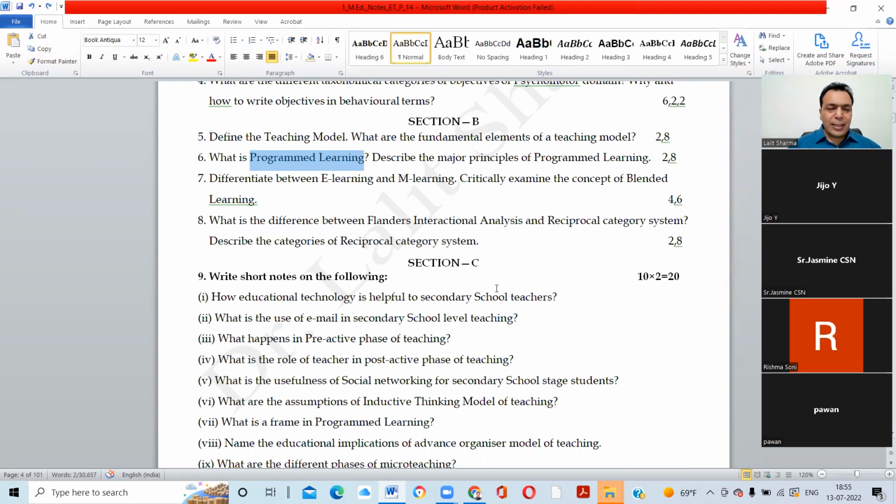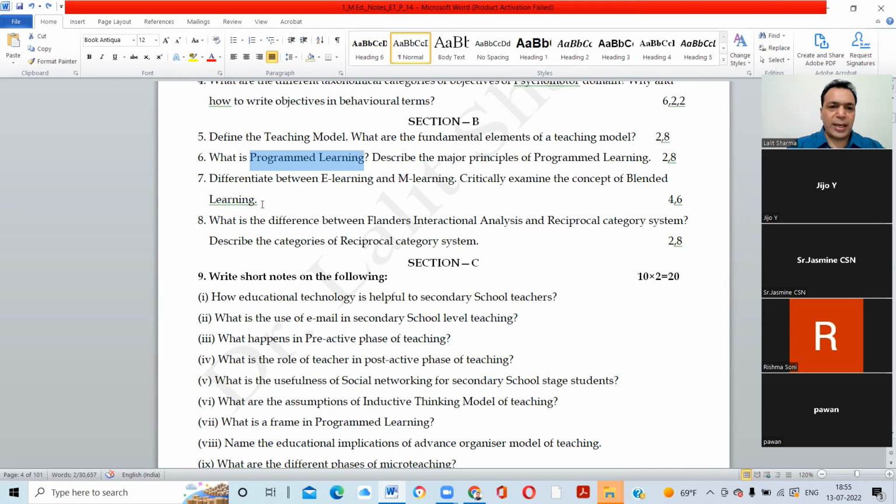Okay. Then seventh question: differentiate between e-learning and m-learning. A very easy question has come. Critically examine the concept of blended learning, right? So you have to define e-learning, merits of e-learning, then m-learning, merits of m-learning, then blended learning, offline and online. For example, I have already told you, it is a mixture of offline learning and online learning, right? Physical learning as well as online learning. This is called blended learning. Notes are given.